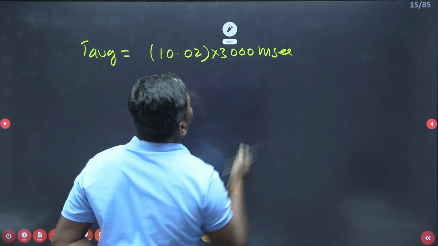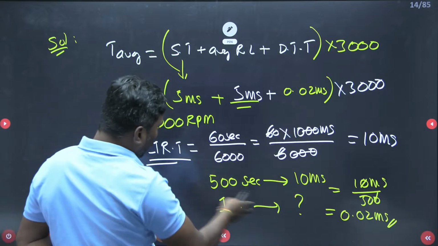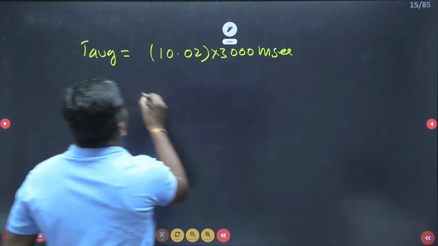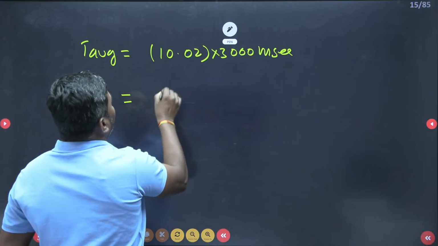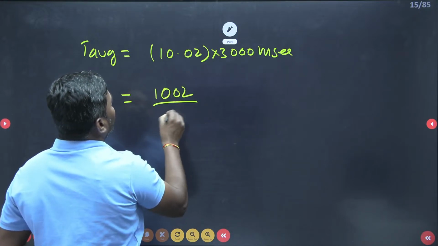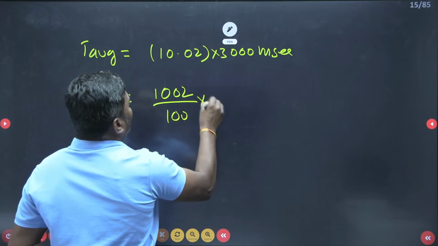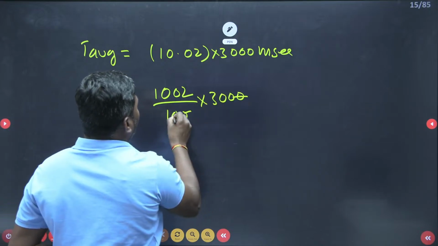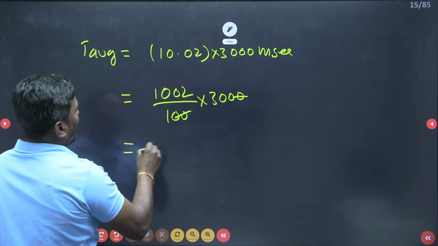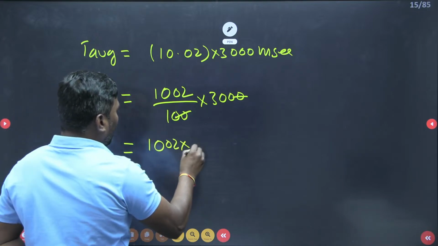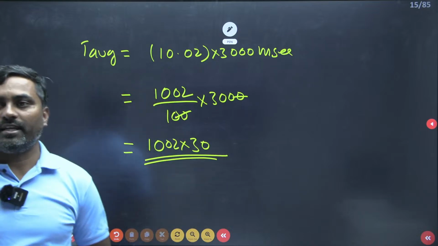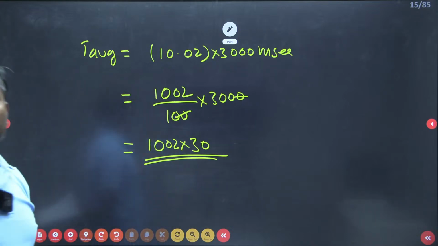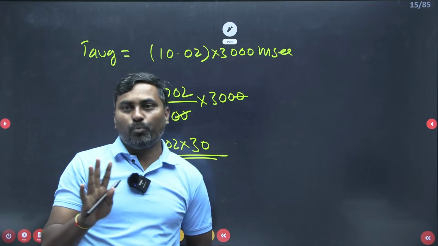What is the unit? Milliseconds only, right? Everything is in milliseconds. So this we can write as 02 by 100 into 3000, cancel. So this value is into 30. This is in milliseconds, but I think the unit asked is in seconds, I guess.